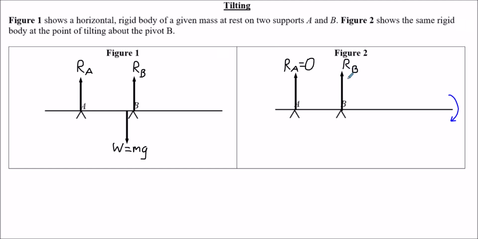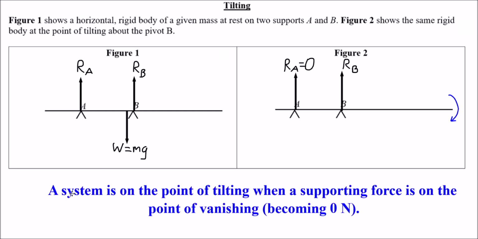So when a system's about to tilt, one of the initial supporting forces, whether it be a reaction or a tension, is on the verge of vanishing. And that's how you can think of what tilting is. It's a critical point where if a system is on the point of tilting, a supporting force is on the point of vanishing. In other words, the supporting force is about to become 0 newtons. In this case, the reaction at A tends towards 0, just as this rod is about to tilt.